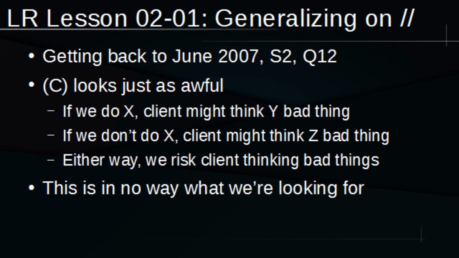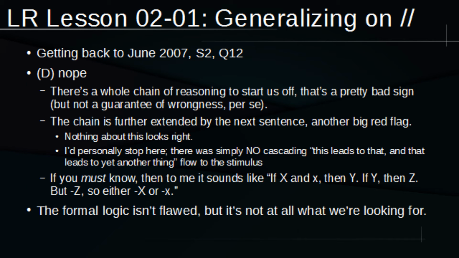If we don't do X, client might think Z bad thing. Either way, we risk the client thinking bad things. This is in no way what we're looking for. Again, it's not the most terrible logic out there, but again, it's not the logic that we're looking for. That brings us to D, which is getting a big fat nope from me.